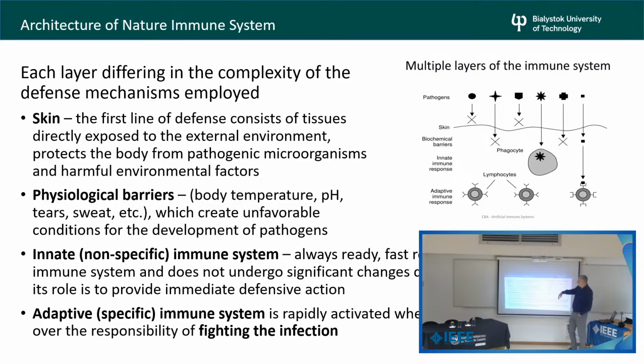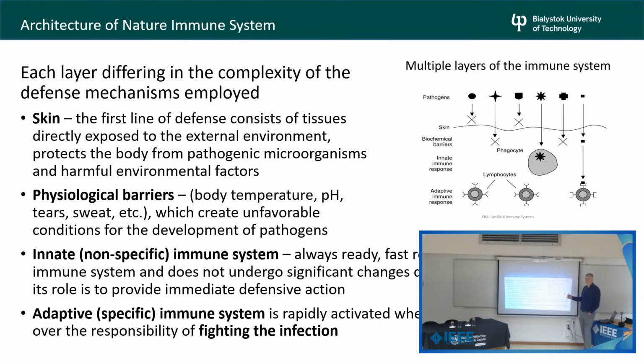Then we have physical barriers such as body temperature, pH, tears, and so on. Next, we have 2 layers which are generally the immune system. This system is divided into 2 parts: the innate non-specific immune system and the adaptive immune system.